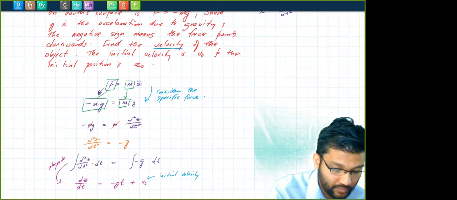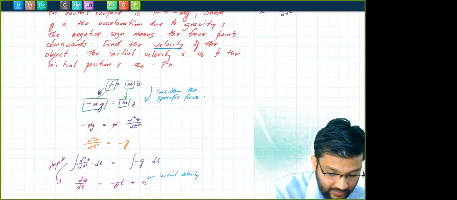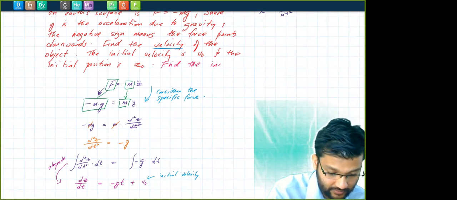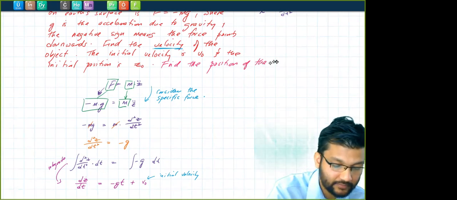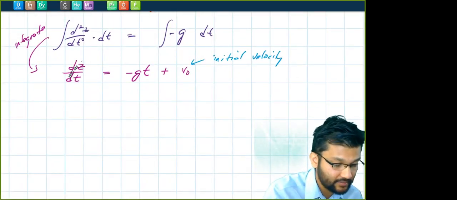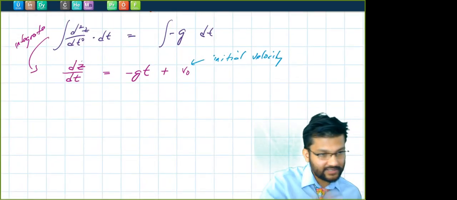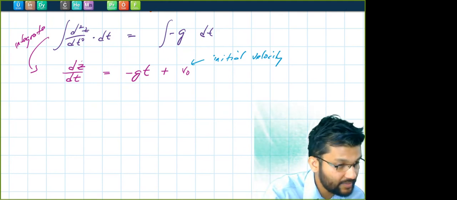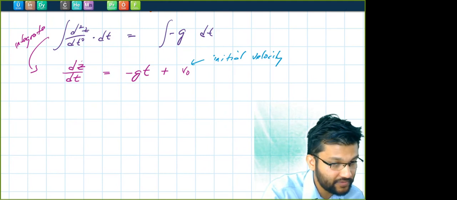Let's add one more to this. Let's also find the position of the object. So we have the velocity. Let's find the position. So the position is just z, right? Z tells you where something is on the z-axis. So we want to find z. Let me know if you have questions. I don't know if I'm going too fast or too slow.